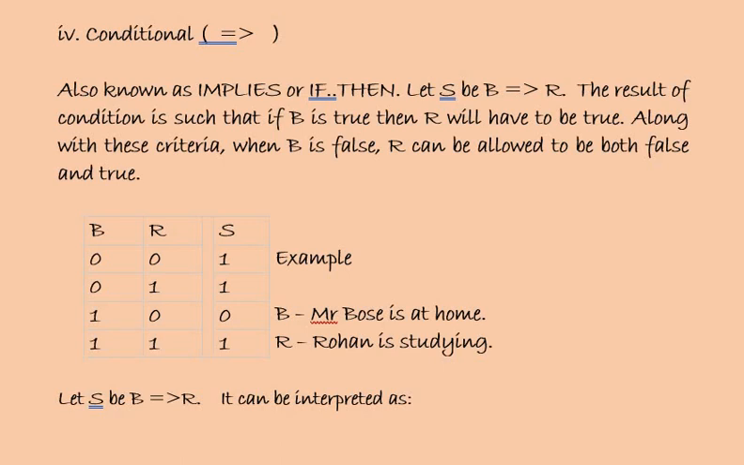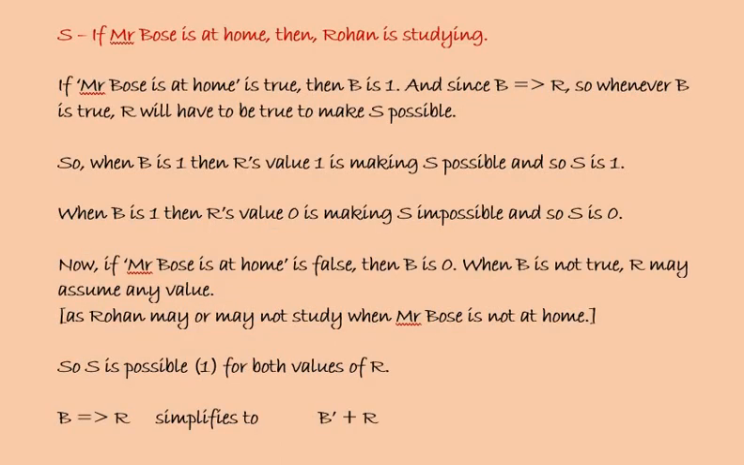Now this one is an interesting example from a situational case. We have taken two characters, Mr. Bose and Rohan. Suppose B indicates Mr. Bose is at home and R indicates Rohan is studying. Now let us see how the story goes. The story is like, if Mr. Bose is at home, then it is implied, that means it is a guarantee, that Rohan is studying. Now it might sound a little abstract, but it is one of the fun cases taken.